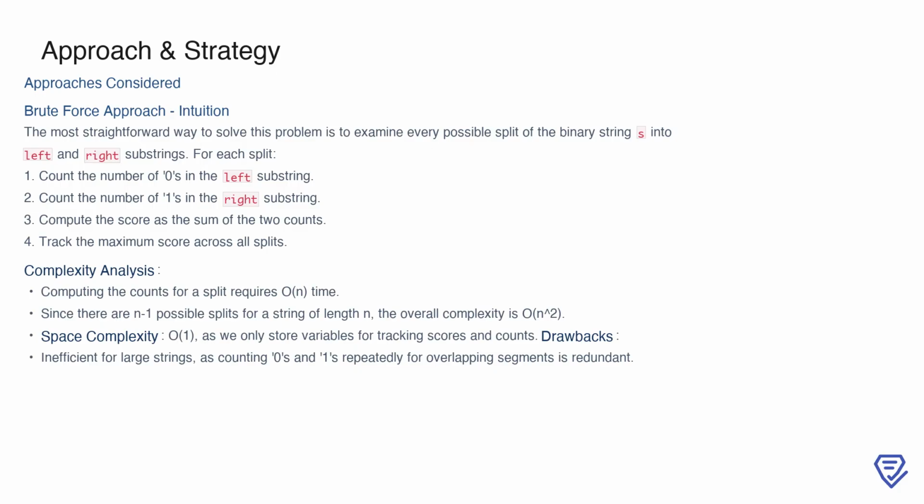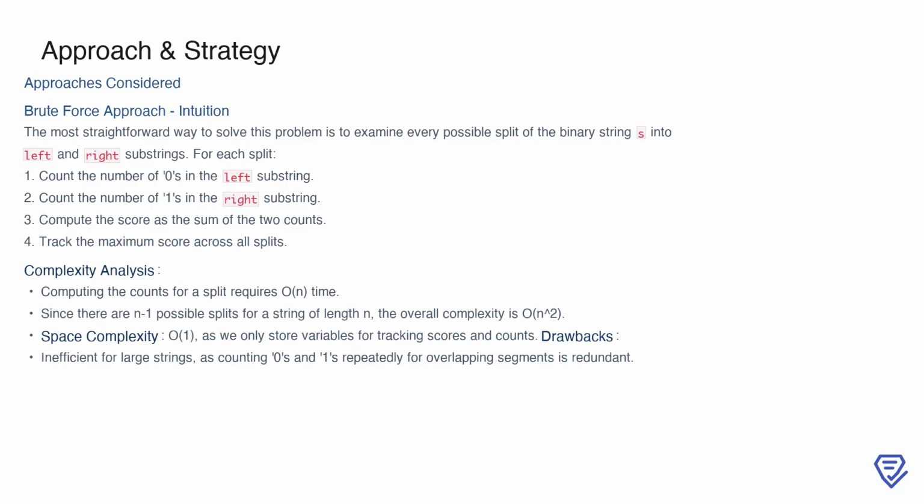To tackle this problem, the brute force approach is the most intuitive starting point. Here, we examine each possible way to split the binary string into two substrings, one on the left and one on the right. For every split, we calculate the number of zeros in the left substring and the number of ones in the right substring. The score for that split is simply the sum of these two counts. As we iterate through all possible splits, we keep track of the maximum score encountered.